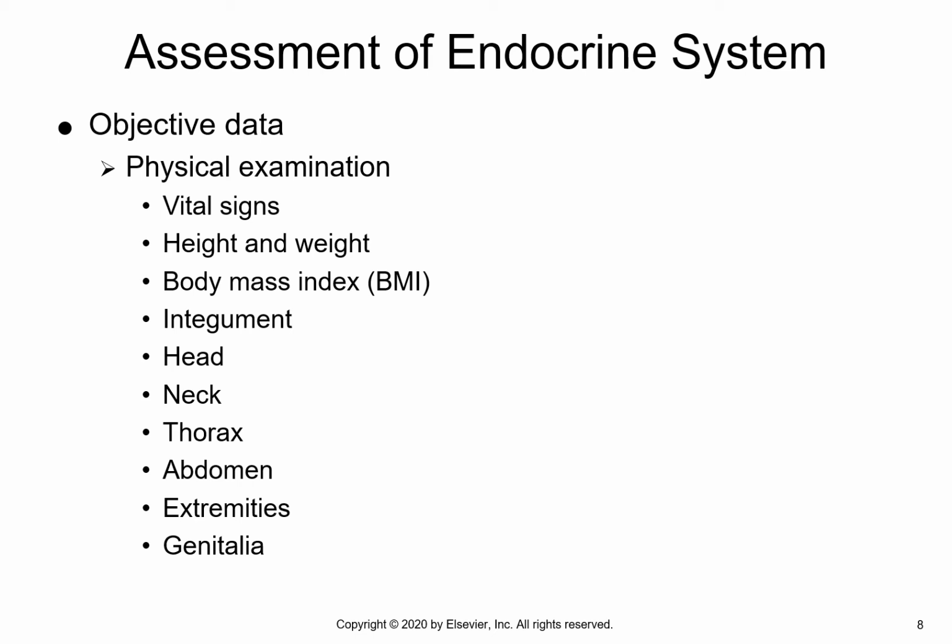Genitalia: inspect the genital hair distribution patterns since they may be changed with hormone problems. Assessment abnormalities related to the endocrine system are outlined in Table 47.5. A focused assessment of the endocrine system is shown on page 1101.